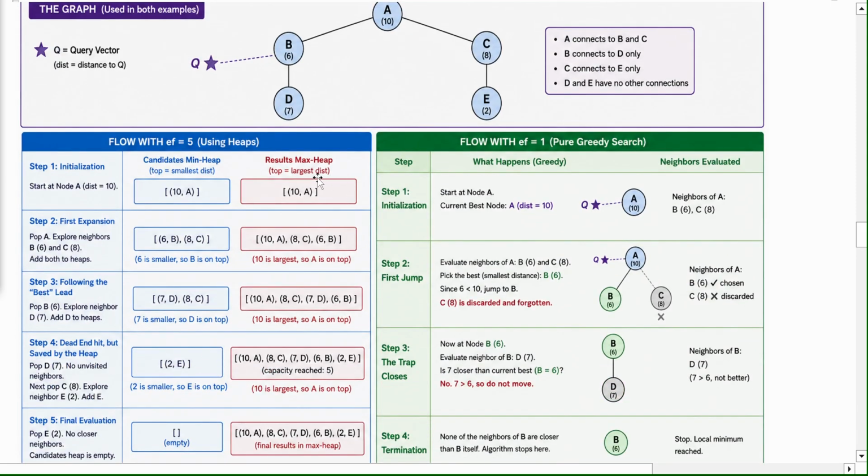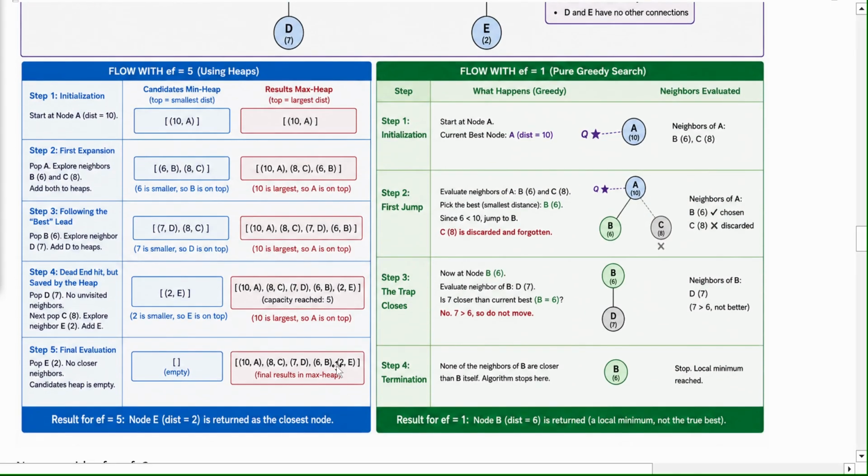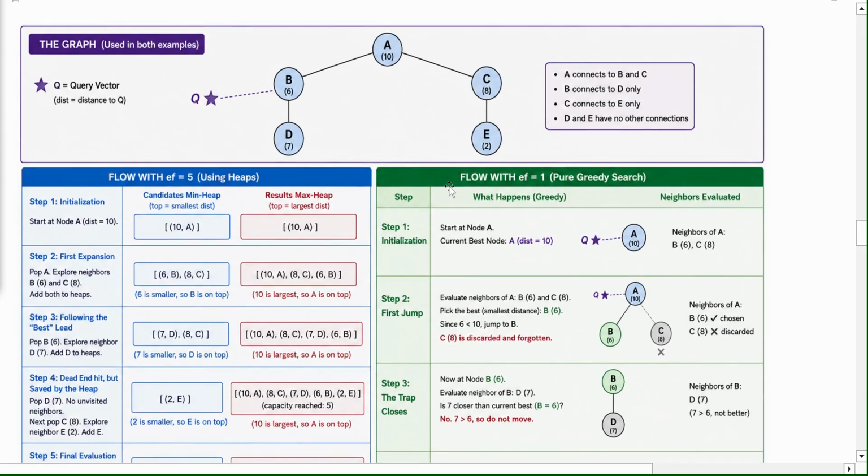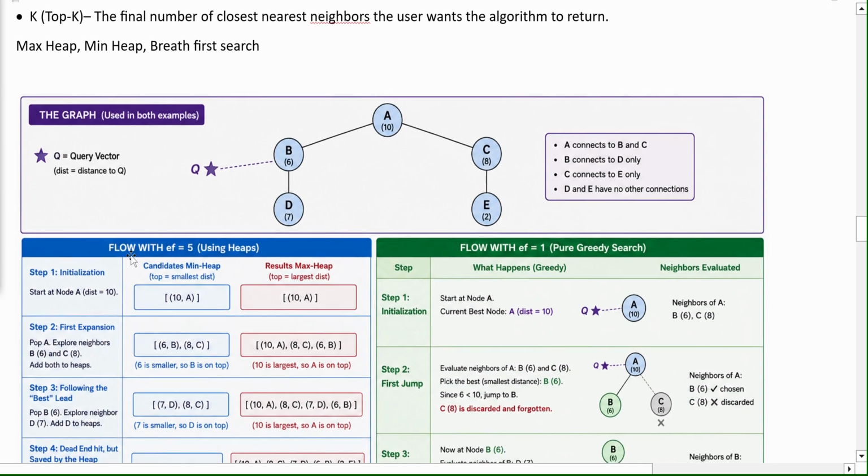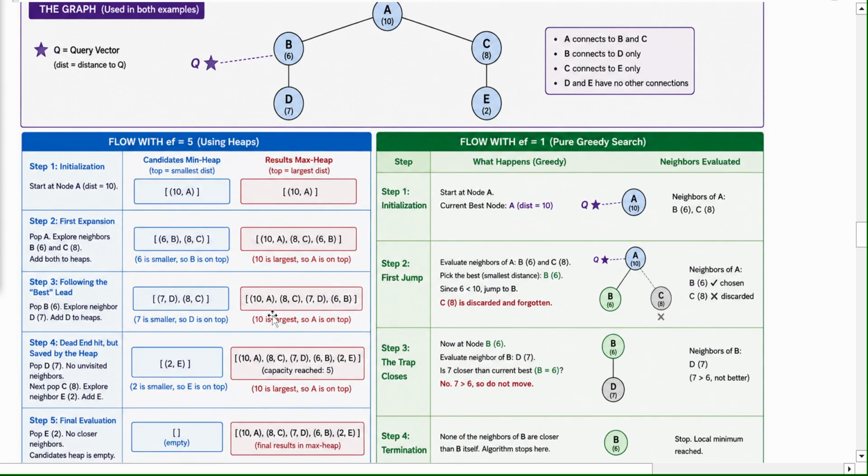Now why do we need a max heap? Basically the result that we get is from the max heap only. The last 1 point that is there in the max heap is nothing but our result. Here the last point that is there in the max heap is E, right? So E is our result. So we got the best result. See, here I am using EF equals 5. That means this max heap size is 5.